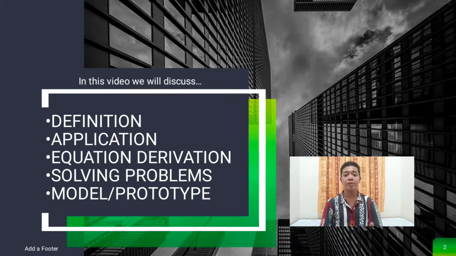We will provide some problems as examples to solve using this derived equation. Moreover, some prototypes will be shown in this video for convenience to visualize the effects of this kind of strain. So let's start.